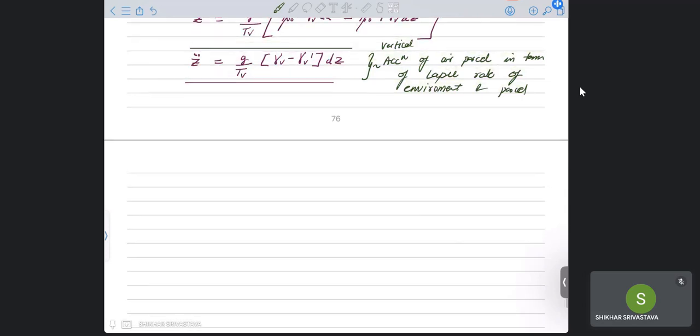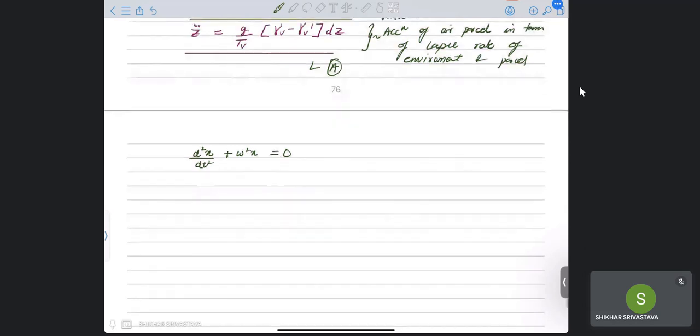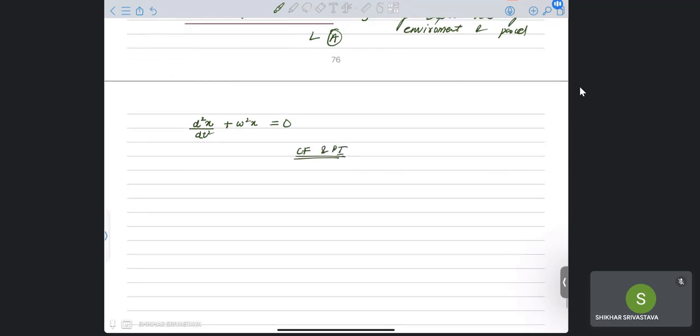So now before we move to the solution of this equation, let us name this equation as equation number A. You must be knowing from your mathematical physics course that suppose you have a differential equation d2x by dt square plus omega square x is equal to 0. So the solution of this kind, you just find the complementary function and the particular integral. I hope you must be knowing this. So when you solve this, you get the solution in the form of sines and cosines, right?